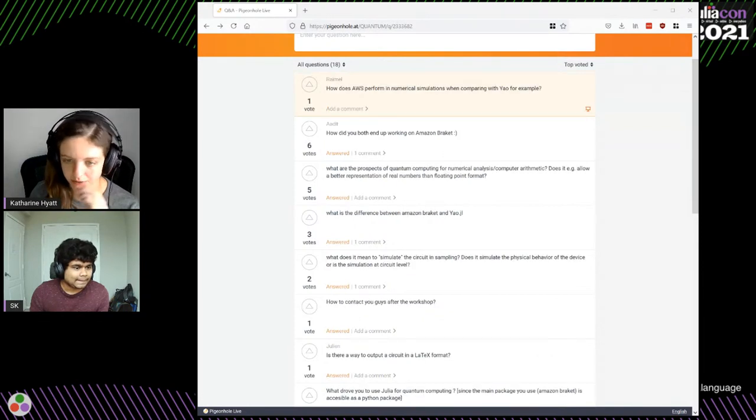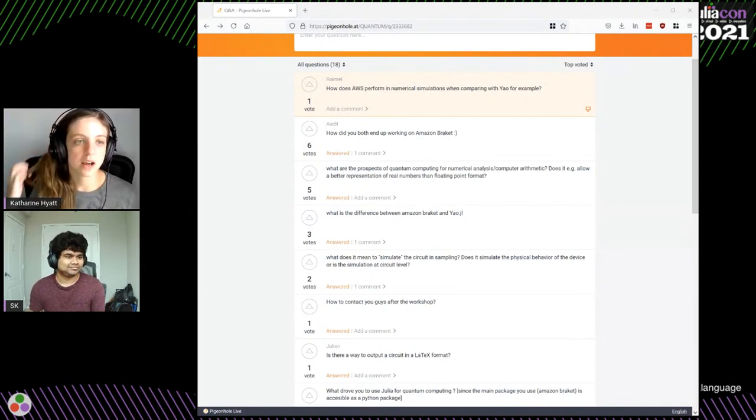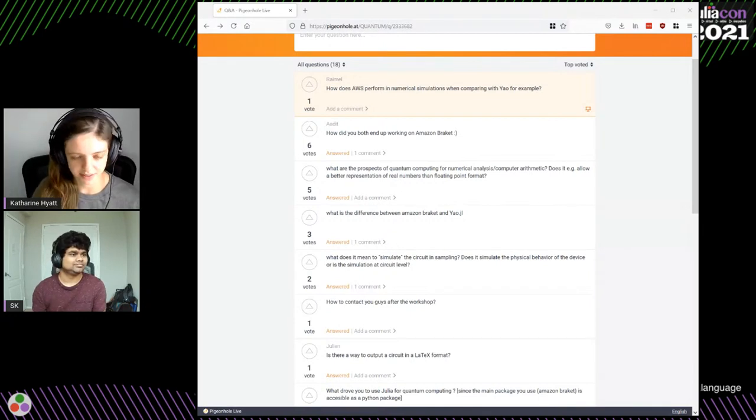Another one we haven't yet gotten to is, how does AWS perform in numerical simulations when comparing with Yao, for example? This is a little bit complicated to answer because AWS provides a bunch of different managed simulators. Like we mentioned, we have a state vector simulator, a tensor network simulator, the noise simulator DM1, and then all of the managed QPUs. So the first thing would be to discuss which simulators we want to compare. As far as I know, nobody's done a direct benchmark comparison of the internal Yao simulators versus our managed ones. That would actually be a very cool hackathon project if anybody's interested, for example, as some sort of quantum open source project, like a shootout between the different simulators across providers. For example, IBM's Qiskit has a simulator, and Google Cirq has one as well. If you're interested in an apples to apples comparison, this would be a really great project to compare the various simulators that different groups are offering.